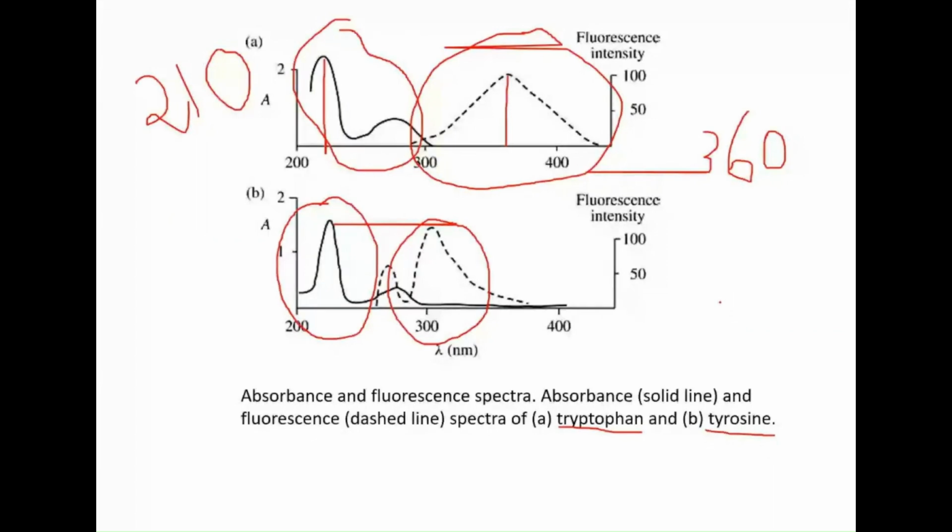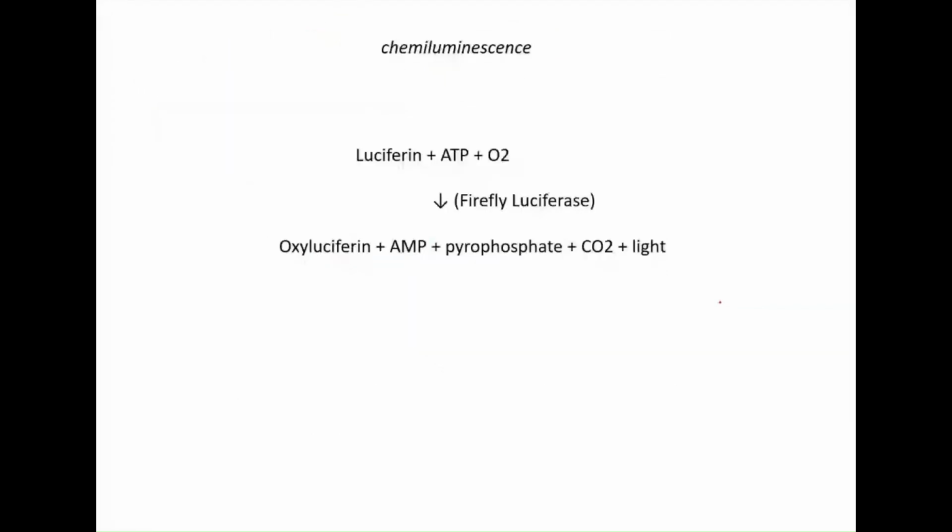That is a very, very important component of fluorescence spectroscopy. You should remember this always: the emission wavelength is always in the higher range compared to the excitation wavelength. Okay, right. So the whole process of chemiluminescence depends on fluorescence only. Okay, right.